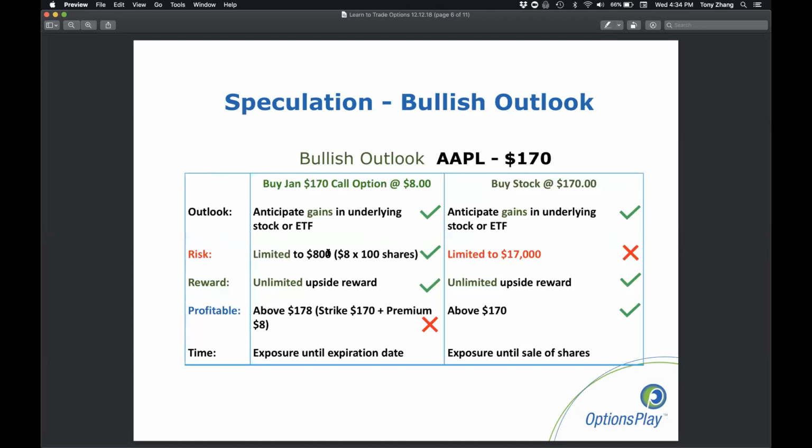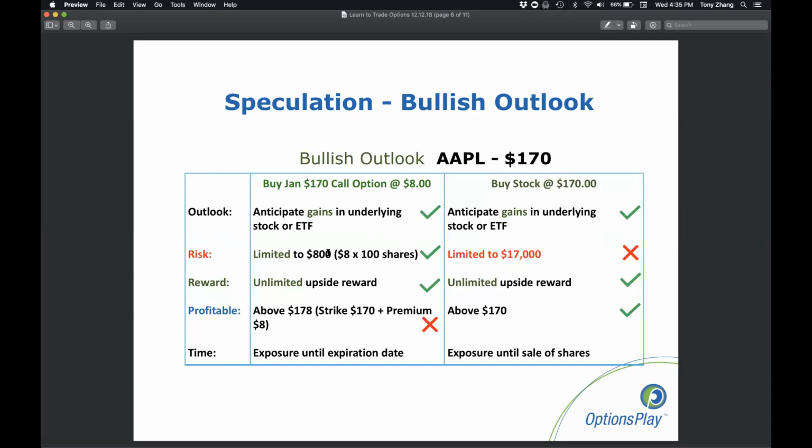On the upside, on the reward side, you have unlimited upside reward for both strategies. So as long as the stock continues to go higher and higher, you'll participate in those gains, and there's no limit to how much gains you can participate in to the upside.